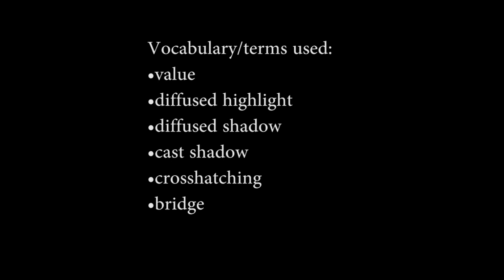Some vocabulary words that we're going to be using, some terms: value, diffused highlight, diffused shadow, cast shadow, cross hatching, and a bridge. And as we go through the video, you'll see what these things mean if you don't know already.